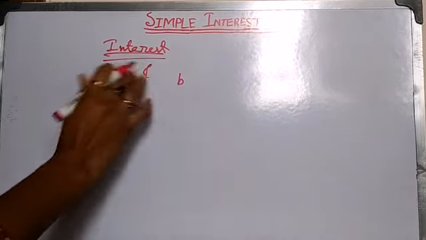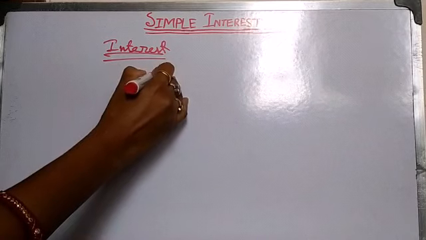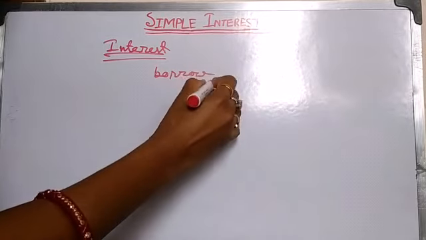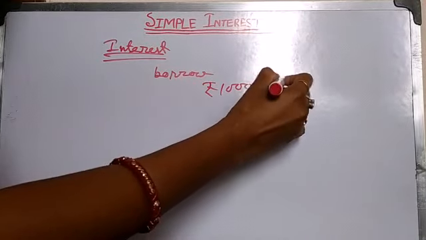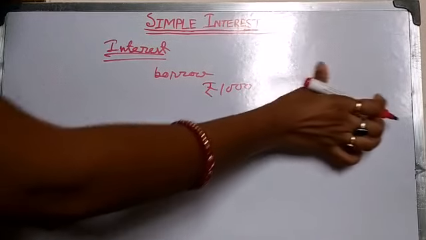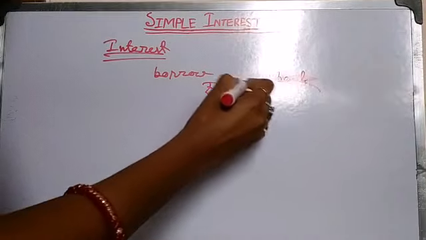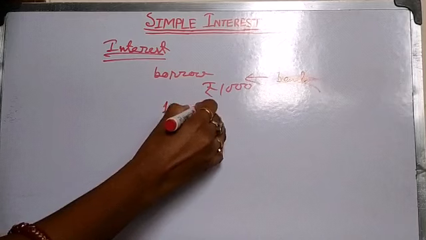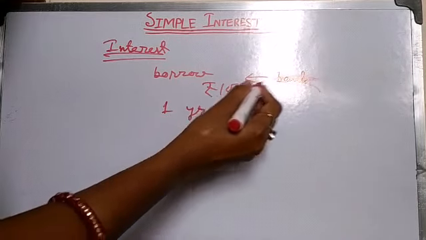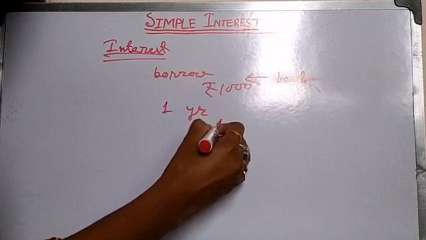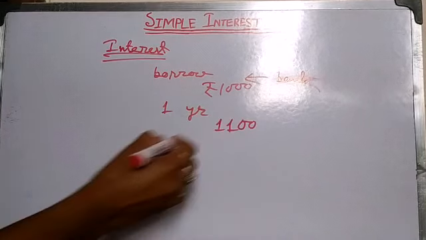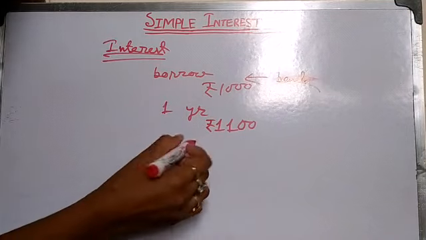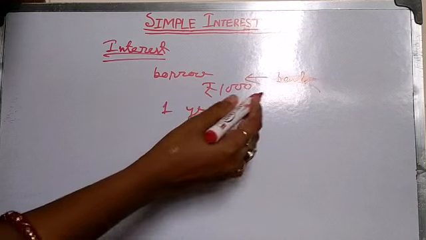Suppose I borrow some money from the bank. Suppose I borrow some money, rupees 1000, from the bank. Then after 1 year I want to return this money to the bank. Then I have to return to the bank, suppose, 1100 rupees, because the bank will take some interest. That's why I have to return 1100 rupees to the bank.